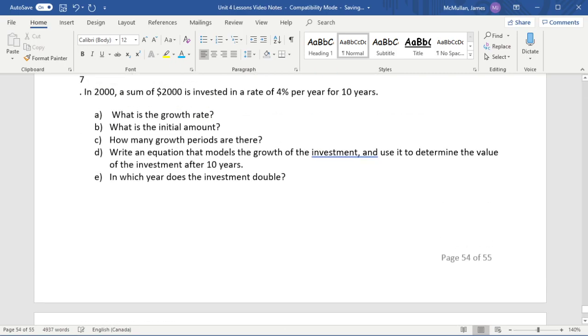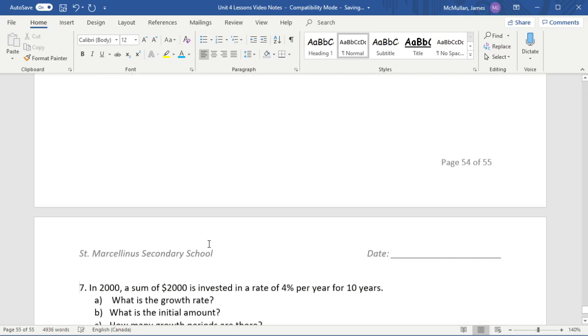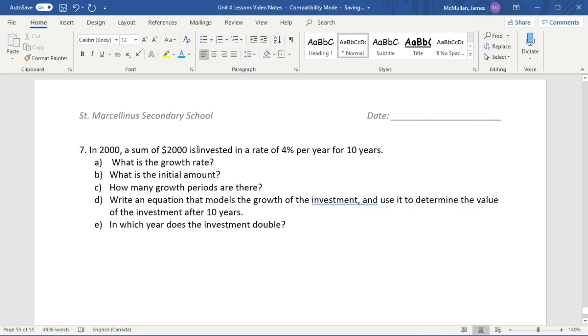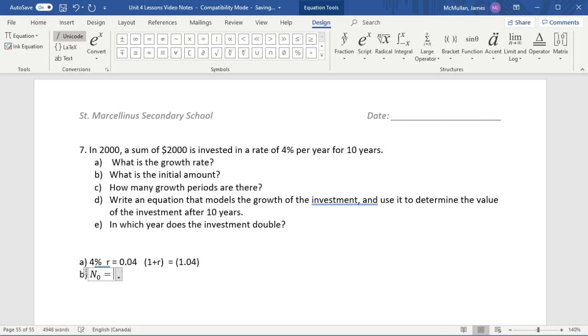Okay, the last one today is a money type of question, an investment one. It says in the year 2000, a sum of $2,000 is invested at a rate of 4% per year for 10 years. What is the growth rate? The growth rate is 4%, so therefore r equals 0.04. So we could say 1 plus r in our equation would be 1.04. B, what is the initial amount? The initial amount is N0, and in this case that's $2,000.